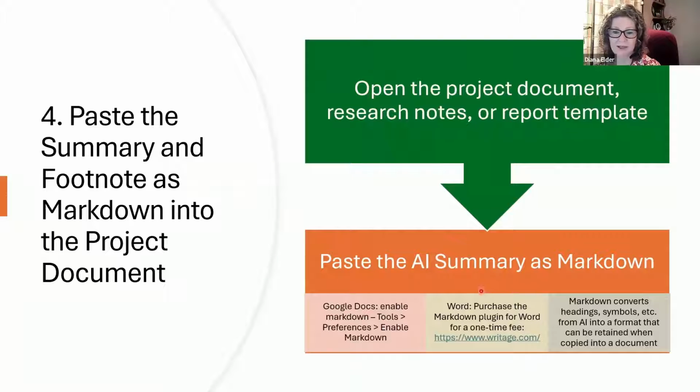Now, how do you use Markdown in your documents? Well, in Google Docs, you have to enable it. It won't show up unless you have enabled it. So you just go to Tools, then Preferences, and you say Enable Markdown. Then when you want to paste something in as Markdown, you right-click and it says Paste as Markdown. If you like working in Microsoft Word, you purchase the Markdown plugin for Word for a one-time fee, and then it appears in your toolbar, and then you can use it from then on out.